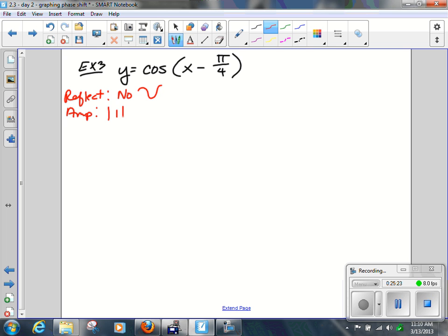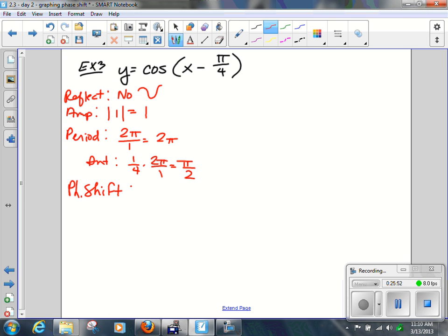One above, one below the oscillation line. Period: 2 pi over 1, which is 2 pi. Interval, which is 1/4 of 2 pi, again pi over 2. Then phase shift.